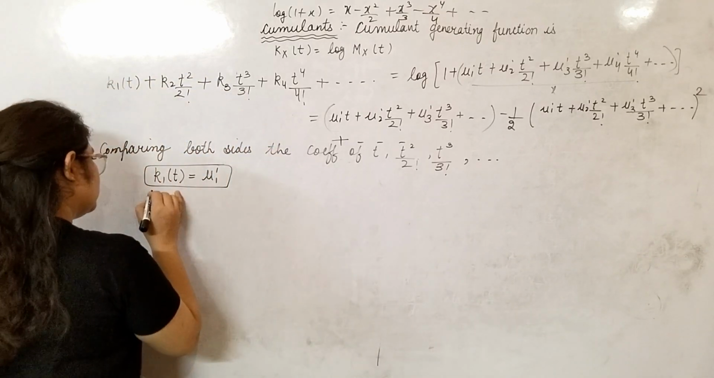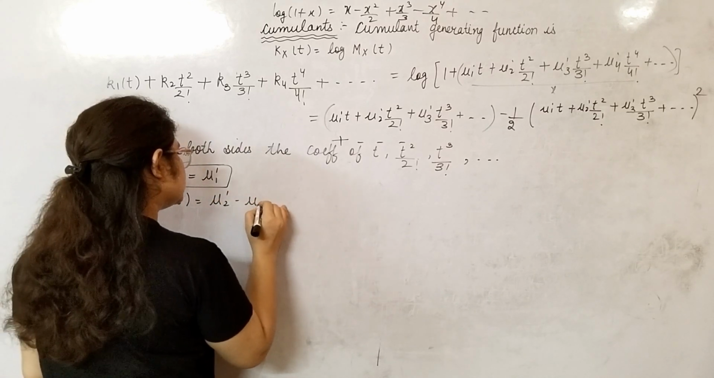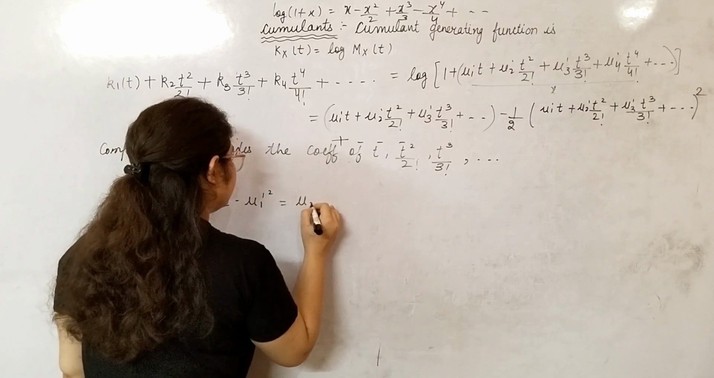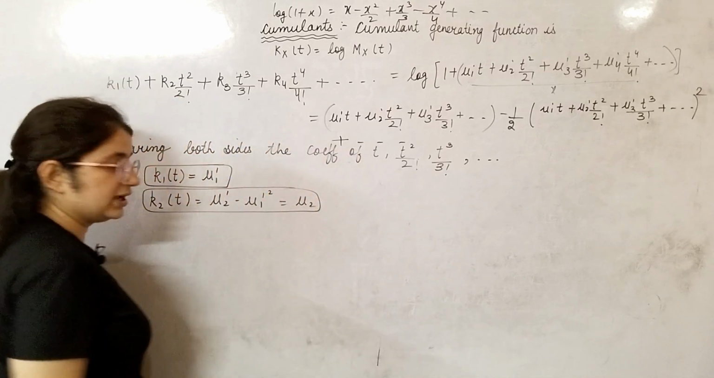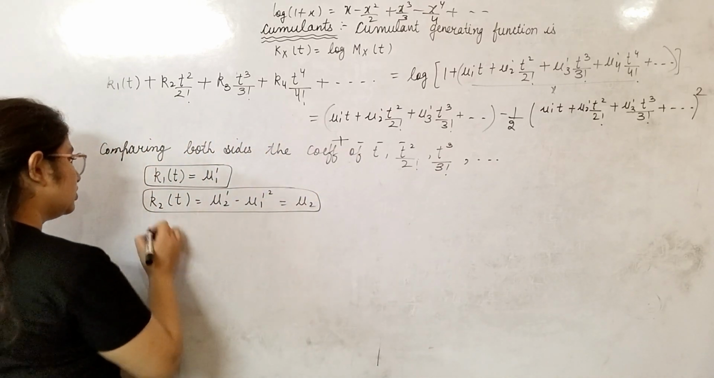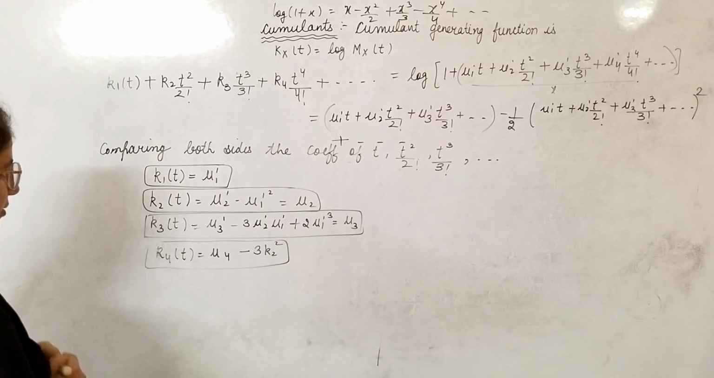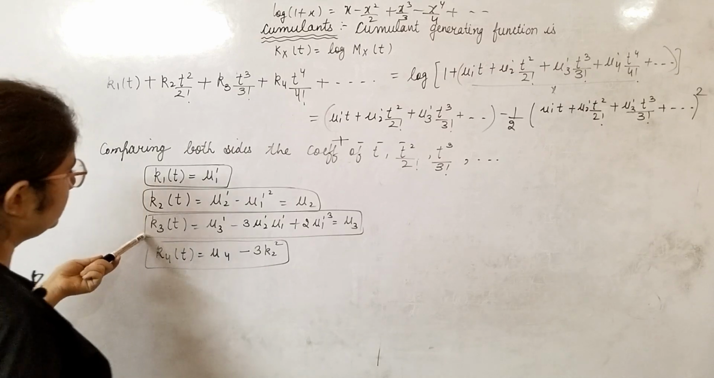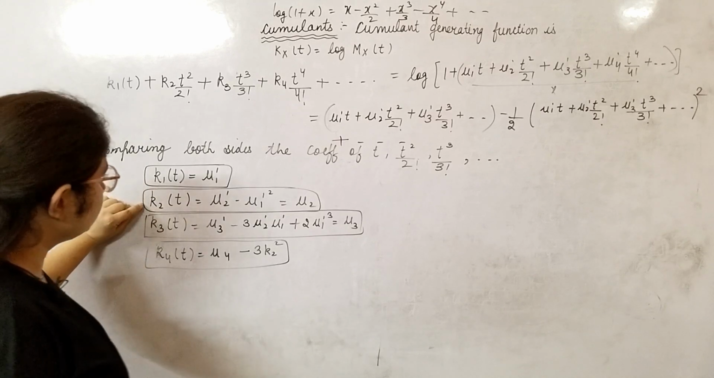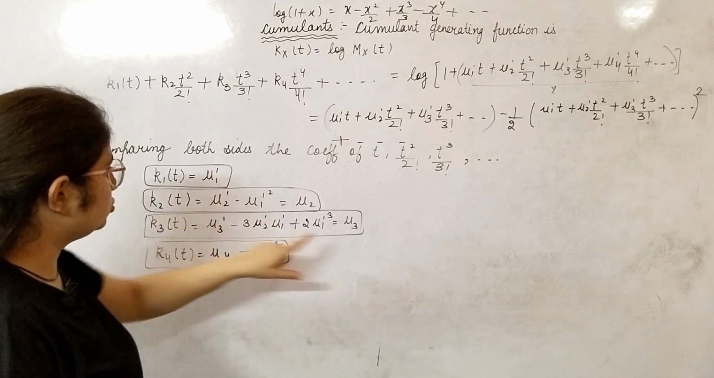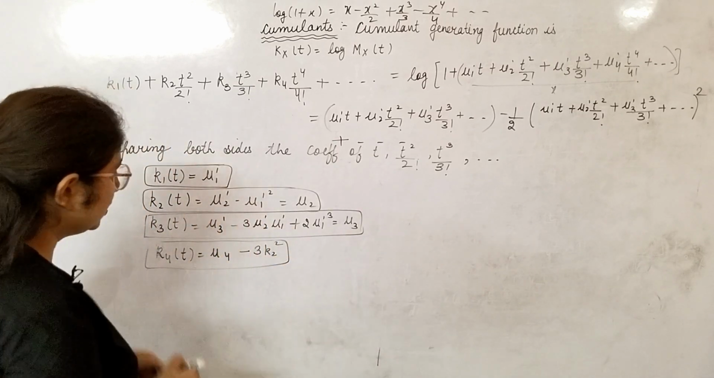Okay, the second cumulant k2 will be equal to mu2 dash minus mu1 dash square, that is the variance itself. The second cumulant is equal to the variance itself. Okay, now I am writing the third cumulant and fourth cumulant directly. I have written the values of cumulants k3 and k4. Now you can see the first is equal to the mean, the second is equal to the variance, and the third is equal to mu3. But the fourth cumulant k4 is not equal to mu4.